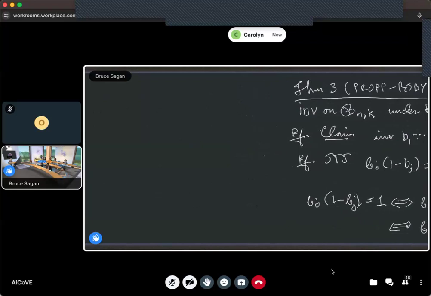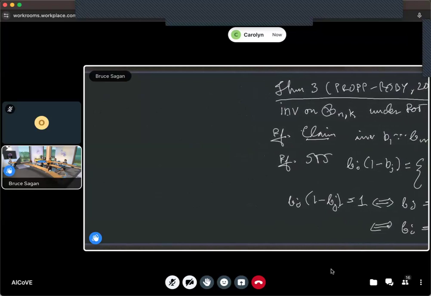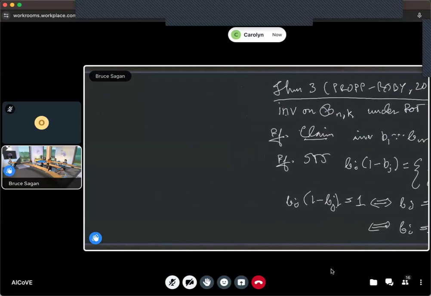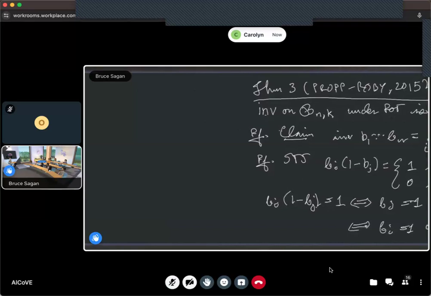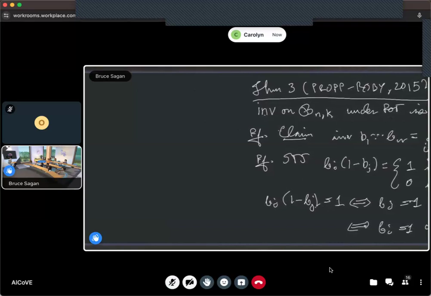Which is what we wanted. Okay, so everybody agree if we compute this sum, we've computed the inversions. Questions? Good, excellent.